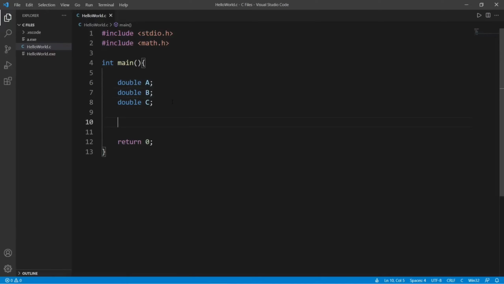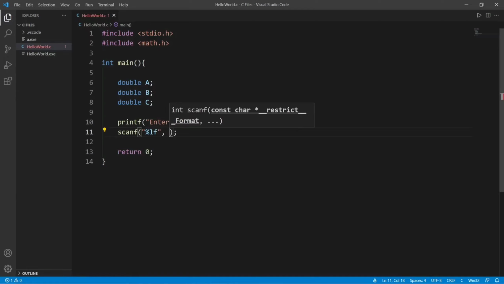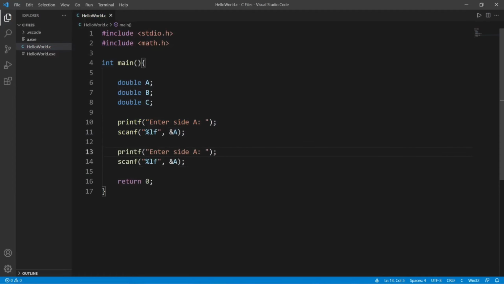We'll ask the user to enter in sides a and b. Printf, enter side a. And then we will use scanf. So the format specifier for a double is lf. Then I would like to insert a value within a. So I need to use the address of operator, then our variable a. Okay, let's do the same thing for side b. Enter side b, and store the user input within variable b.